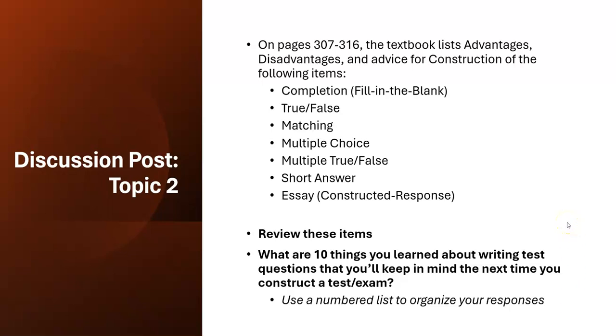So what I'd like you to do for the second topic in this week's discussion post is to review the advice in the book regarding advantages, disadvantages, and how to construct these various items. I don't want you to have to list something for all of these, but I do want you to review them and identify 10 things you learned about writing test questions. So those 10 things could be in the matching and multiple choice area, or the short answer and essay, or you can pick one or two for each of these areas.